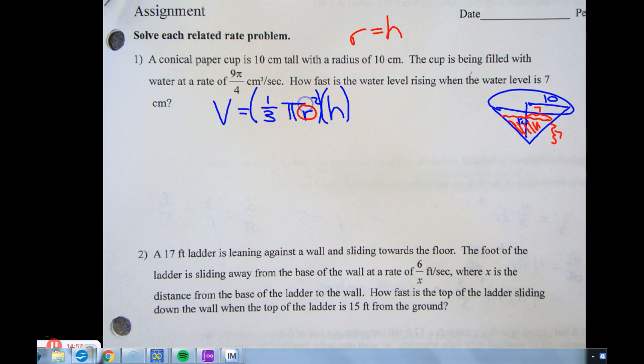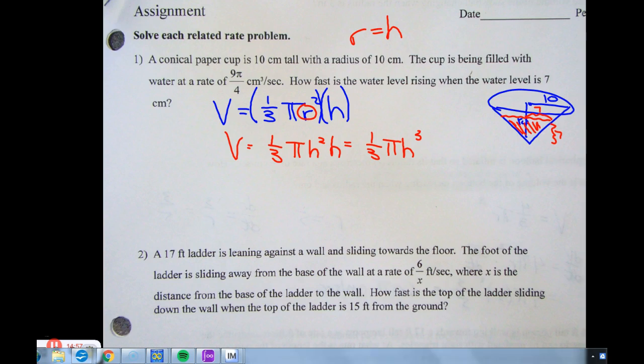But instead of putting an r there, can I just go, okay, volume equals 1/3 pi h squared times h, which is 1/3 pi h cubed? Isn't that the exact same thing? Does that make sense?